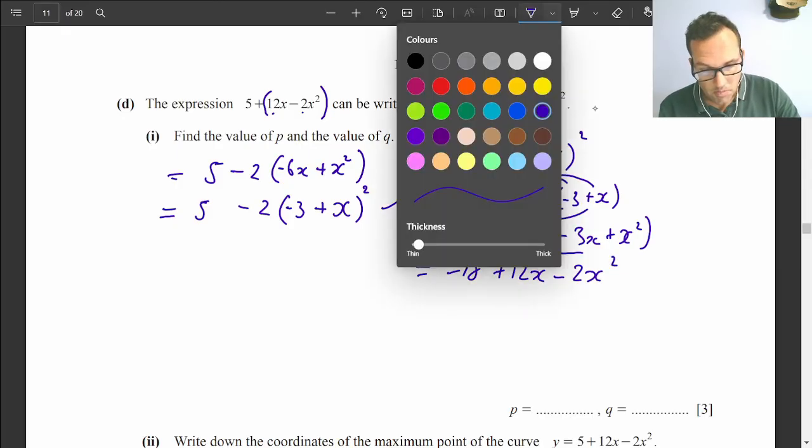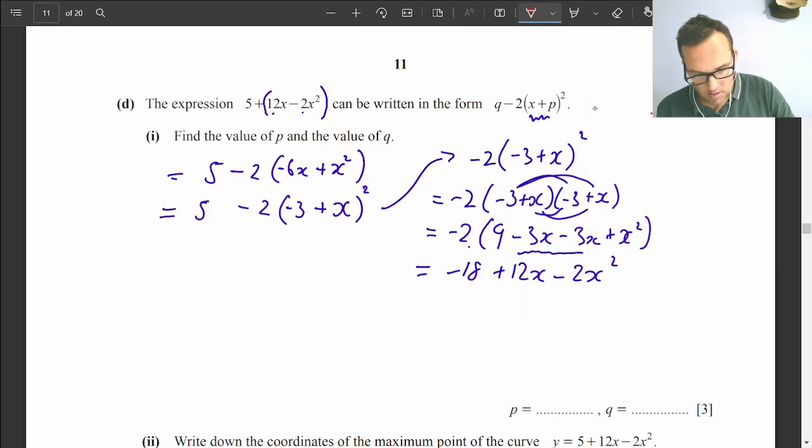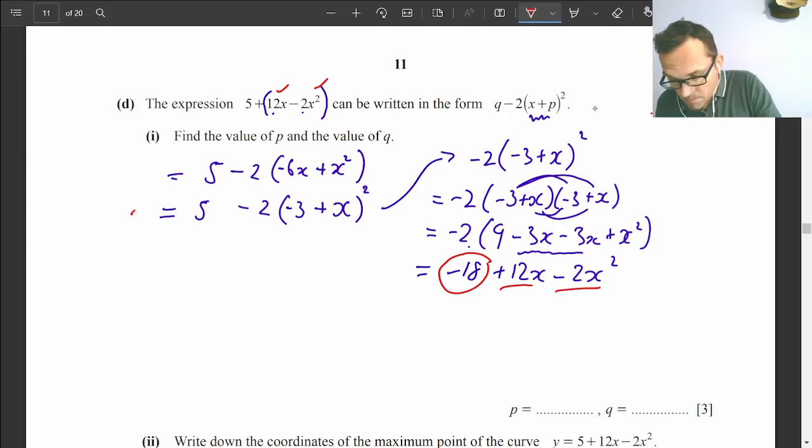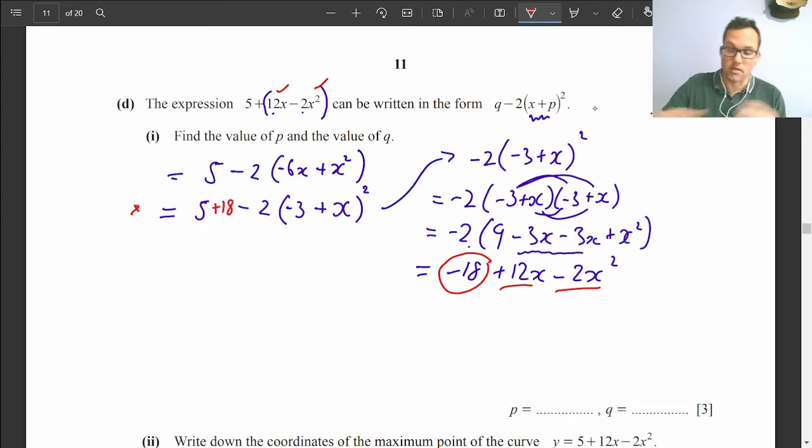This all looks pretty good. I mean, we've got the 12x. We've got the minus 2x squared. The problem is here, that negative 18, which is nowhere to be seen anywhere else. So we need to get rid of that. So once we completed the square, like we did in this step, we need to add 18 to cancel that negative 18 that appears from nowhere later on.